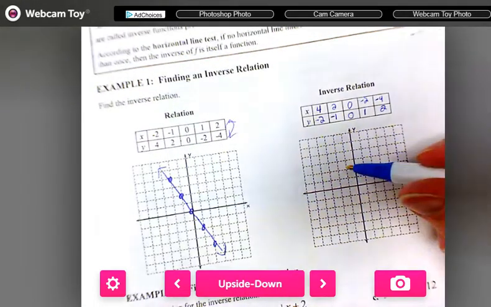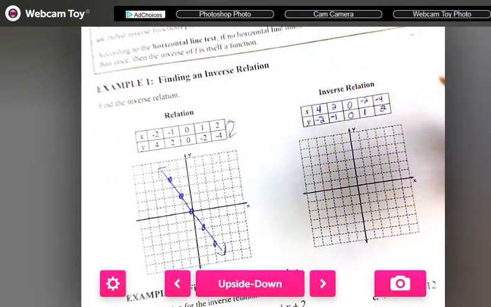So now we're going to plot these points to see if it's a function.